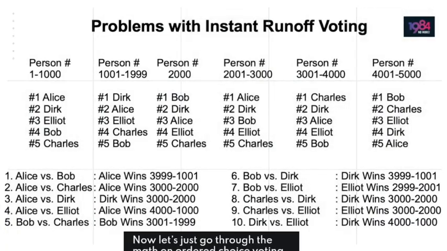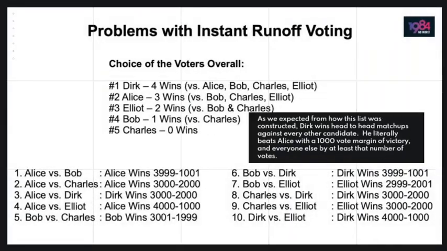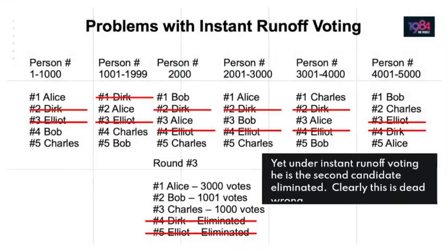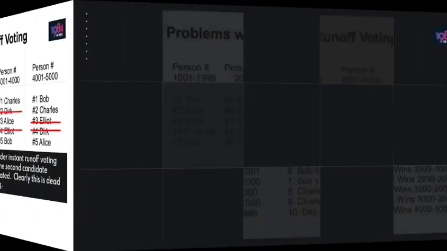Now let's just go through the math on ordered choice voting. Here we run our 10 head-to-head comparisons again. As we expected from how this list was constructed, Dirk wins head-to-head matchups against every other candidate. He literally beats Alice with a 1000 vote margin of victory, and everyone else by at least that number of votes. Yet under instant runoff voting he is the second candidate eliminated. Clearly this is dead wrong.